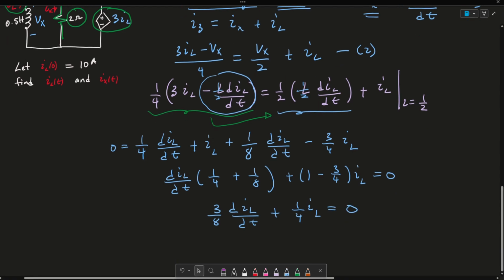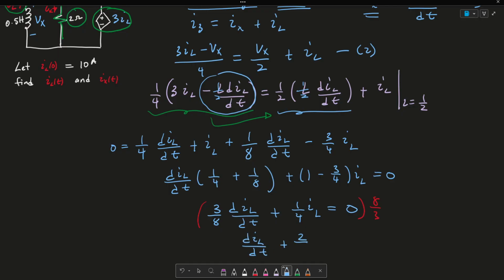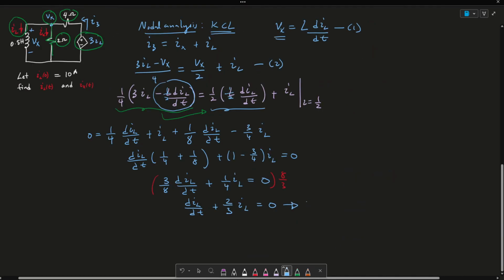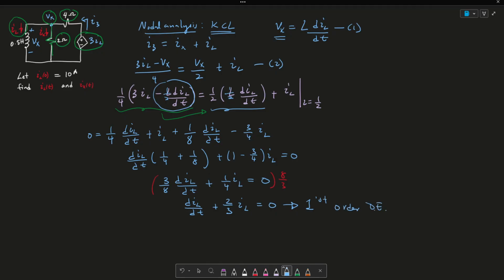So then if we multiply everything here by 8 over 3, I'm going to get that diL/dt plus 2 over 3 iL must be equal to 0. So then we get our first order differential equation. And from our previous video talking about RL circuits, we know that this here is a, and tau is equal to 1 over a, or tau in this case is going to be 3 over 2.